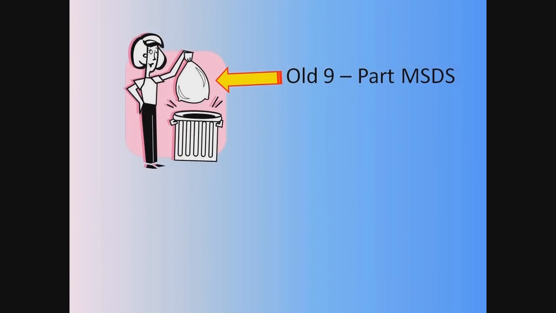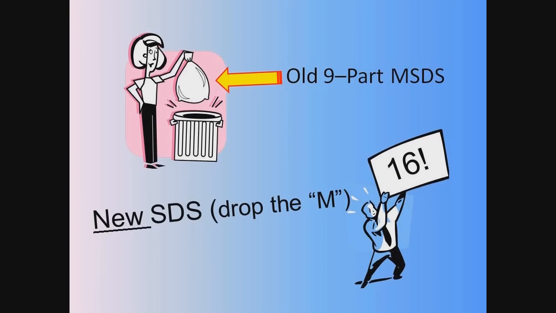Let's talk about the Material Safety Data Sheet, or as we know it now, the old MSDS. The old MSDS has been found to be less useful in many circumstances because it did not contain enough information. The new Safety Data Sheets, or SDS, will replace the 9-part MSDS with a 16-part document. Although that sounds more complicated, you will find that much more information is being presented in a much better way.